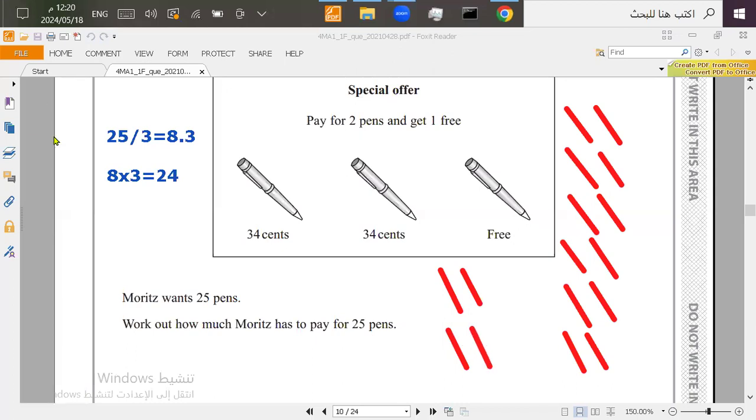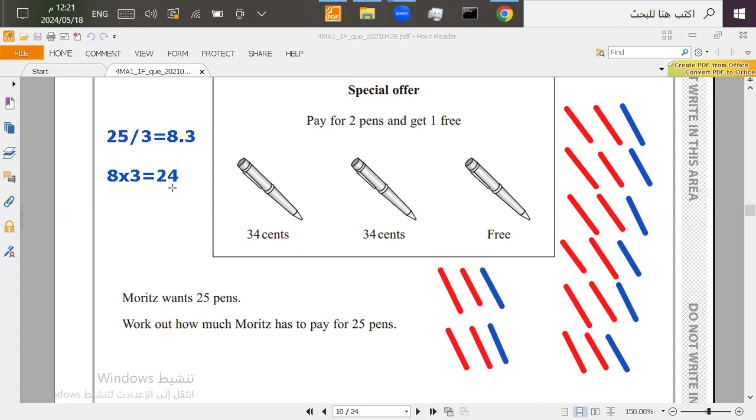Now, let me draw the free pen. I'll make it blue. So, for each two, he gets one for free. Each two, one for free. He does that 8 times, as we said, and we know that by dividing 25 by 3.